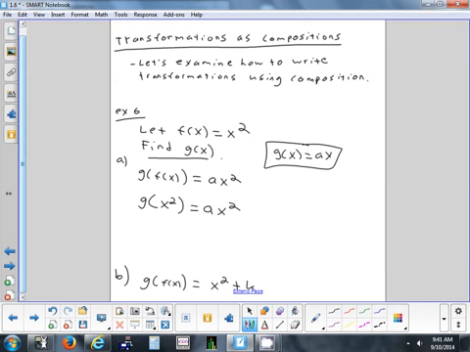Okay, so our next one is g of f of x equals x squared plus k, using the same starting directions.